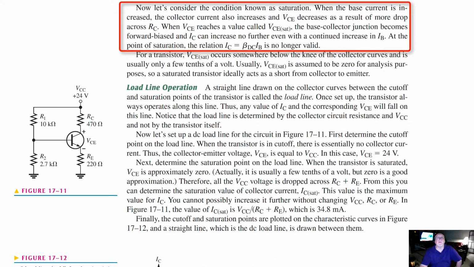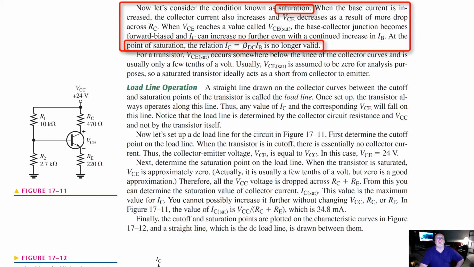So let's now consider the condition known as saturation. When the base current is increased, the collector current also increases and VCE decreases as a result of more drop across R sub C. When VCE reaches a value called VCE sat, the base-collector junction becomes forward biased and the collector current can increase no farther, even with a continued increase in the base current I sub B.